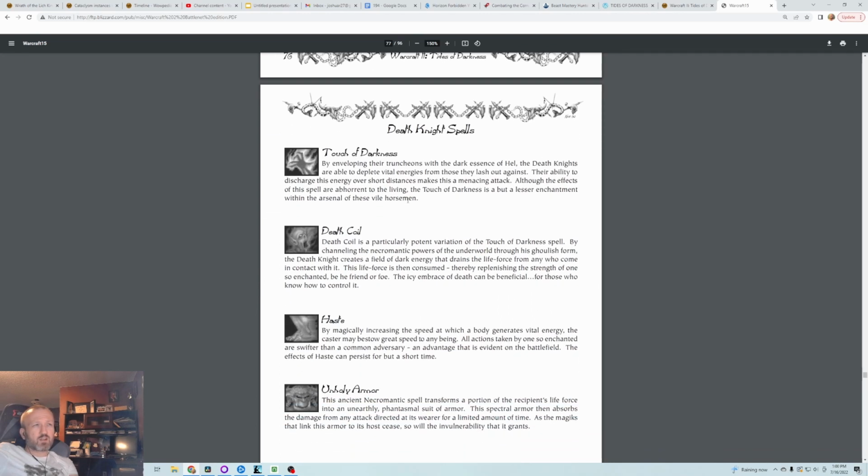Death Knights use Touch of Darkness. I think that's their main thing. They have Death Coil, Life Draining. I don't know exactly how that works. Drains the life force. Oh, so it's like a drain life. Haste, opposite of slow. That can be useful.